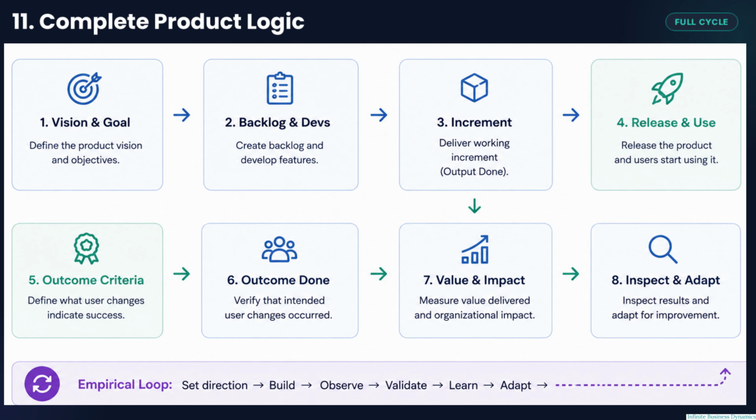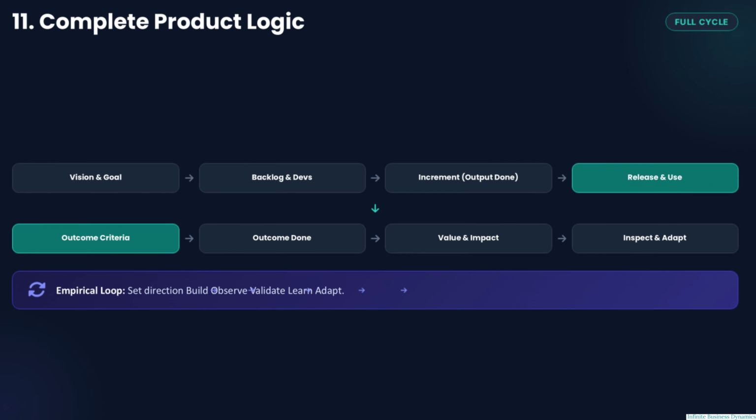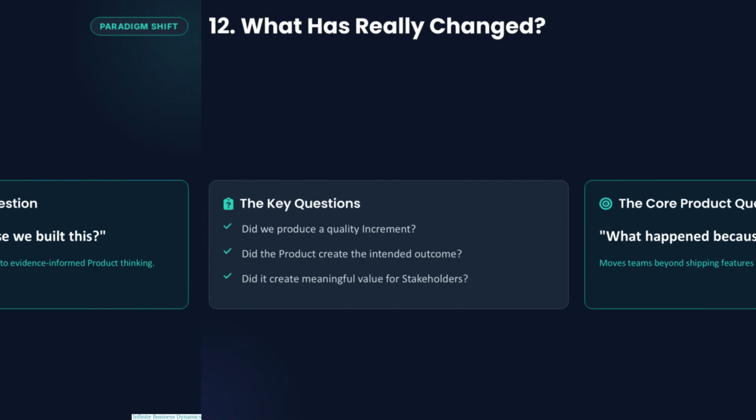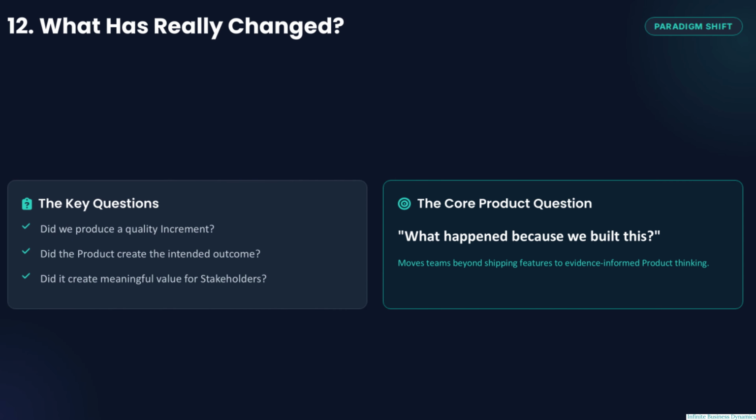The key idea is that Scrum is not simply a delivery cycle. It is a continuous learning cycle in which delivery generates evidence, evidence informs learning, and learning shapes what happens next. We have now traced the complete product logic, from direction and delivery through outcomes, impact, and learning. So the final question is, what has really changed in the way we think about product work?